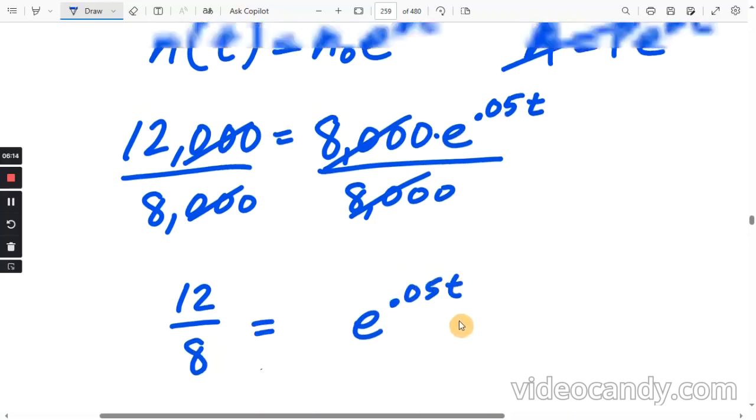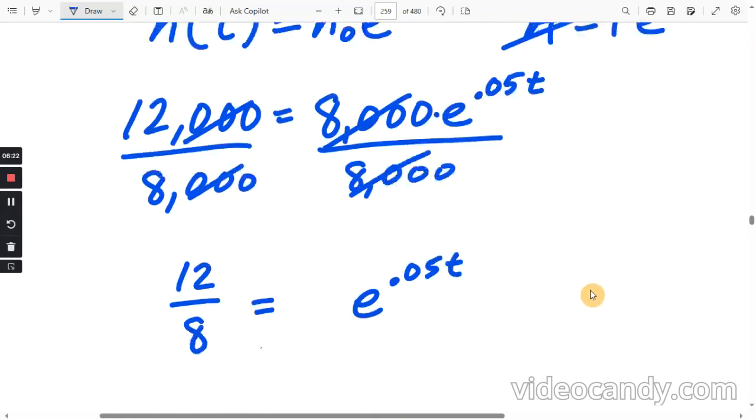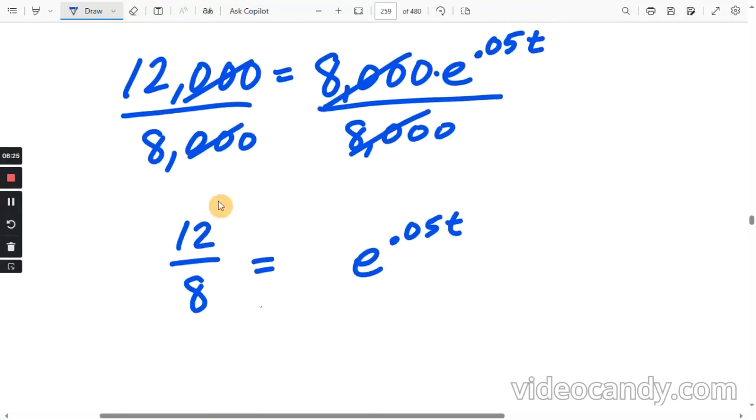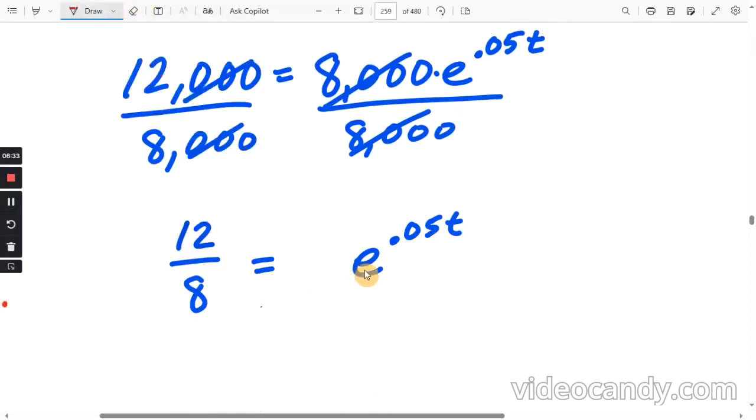Okay, so all I did so far was plug in for the formula and divide both sides by 8,000 because I'm trying to isolate this right here. And now we said you can use log or natural log on both sides to isolate the exponent. You can use log, but since we have a base e, I might as well use the natural log. All right, so I have to do the same thing to both sides.